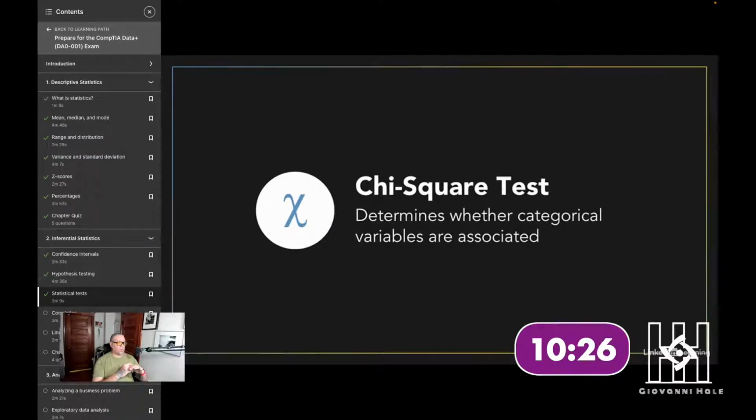Now, sometimes we need to conduct testing of values that are categorical rather than numeric. In those cases, we can't use the mean because the values aren't numeric. Instead, we're trying to see if two categorical variables are associated with each other. The chi-square test produces a p-value in these situations.